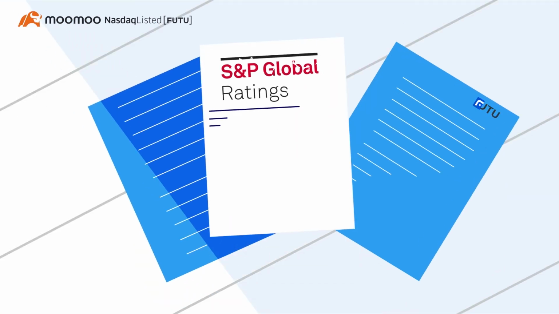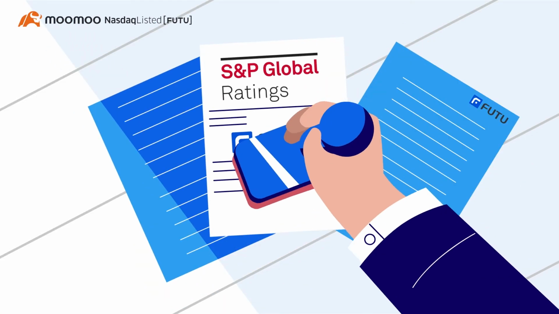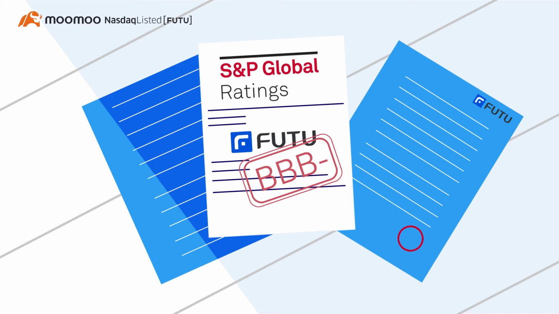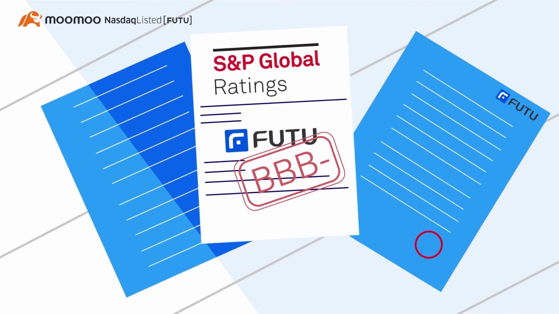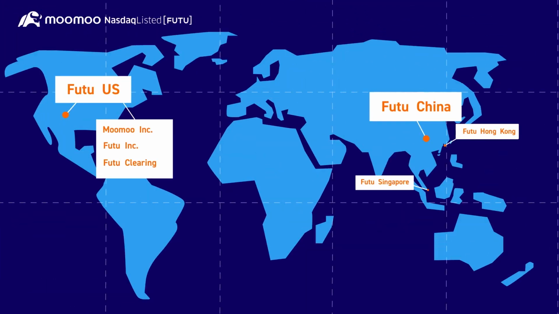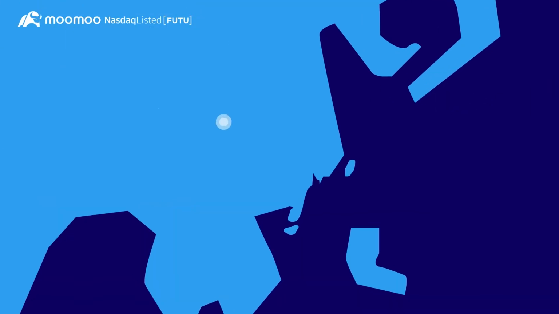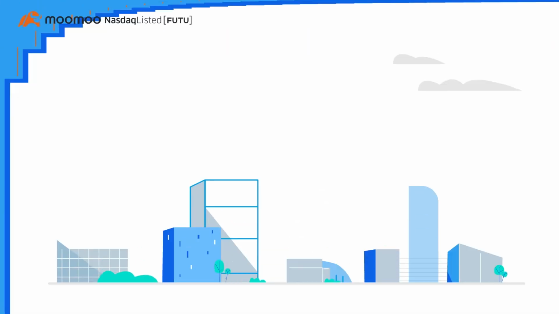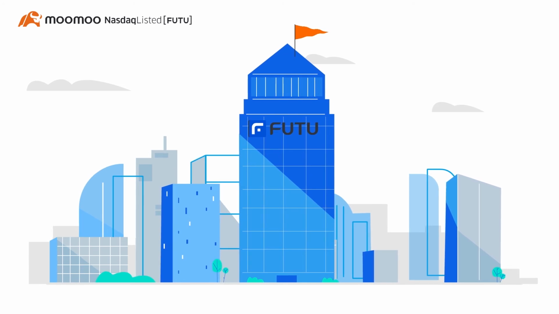Futu has also received a BBB investment-grade long-term issuer credit rating from S&P Global Ratings. It is the first online broker in the Asia-Pacific region to have obtained an international rating and the first Hong Kong-based broker to have obtained a standalone investment-grade issuer rating.